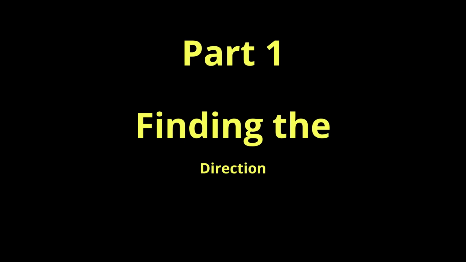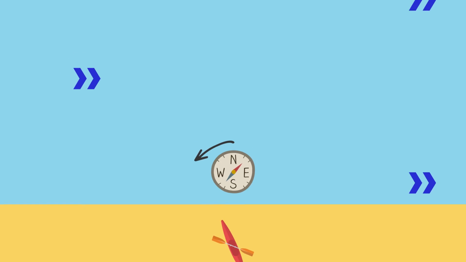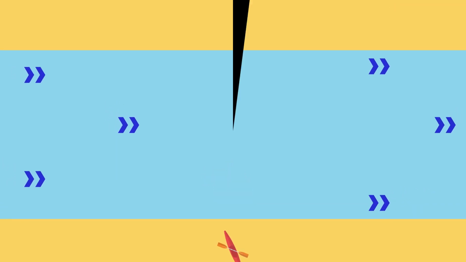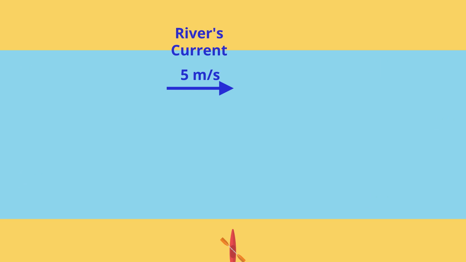Part 1. Finding the direction. To go straight across north, you need to counteract the river's eastward push. This means you must aim your boat slightly upstream to the west of north so the current doesn't carry you away. Here's how we calculate the exact angle. Step 1. Break down the motion. Your boat's speed has two components. One part counters the river's current, east-west direction. The other part moves you directly north across the river.